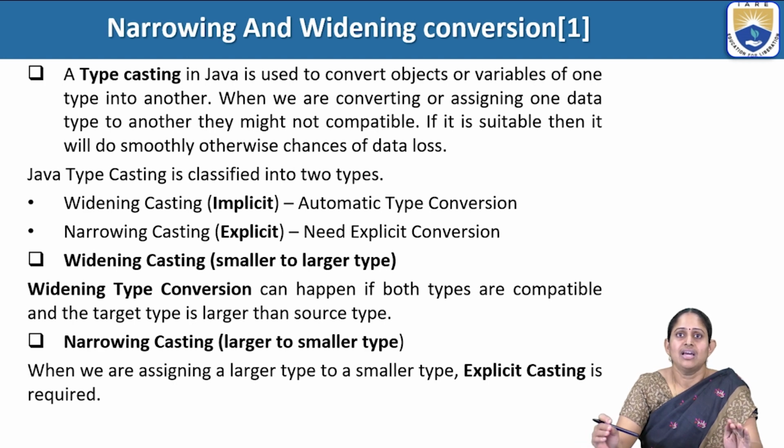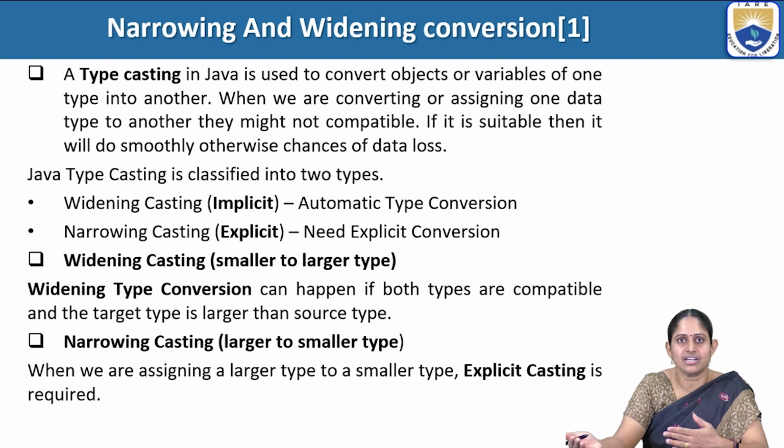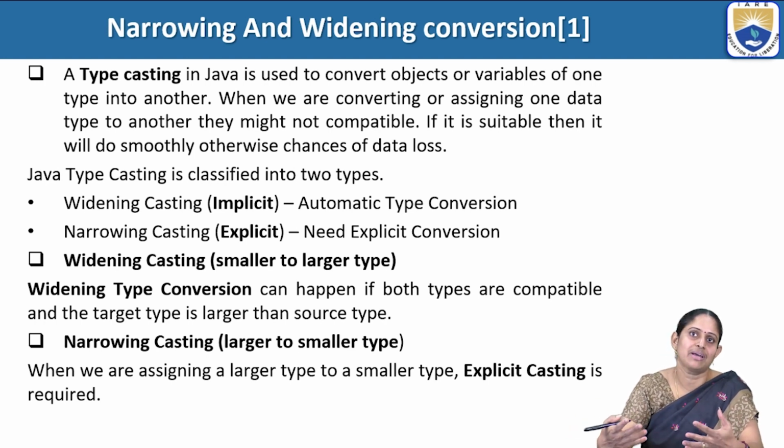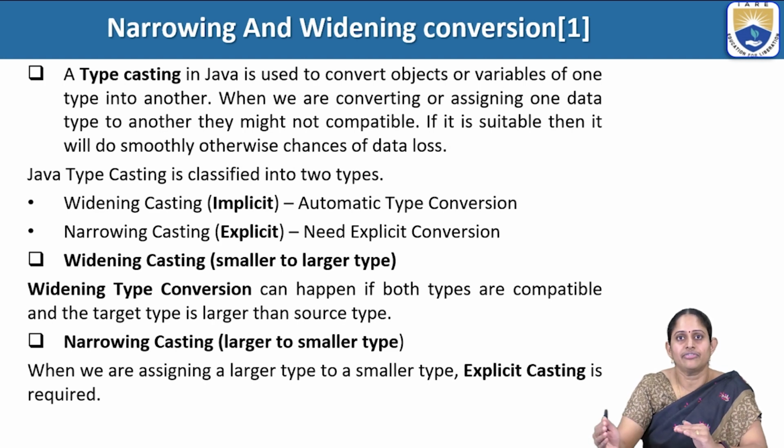There may be cases wherein you want to store an integer number into a float, or you want to store a float number into an integer. Such cases may happen. So you have to convert from one data type to another. There are two types of conversions in Java. They are implicit or explicit. The widening conversion is called the implicit one, and the narrowing one is called the explicit.